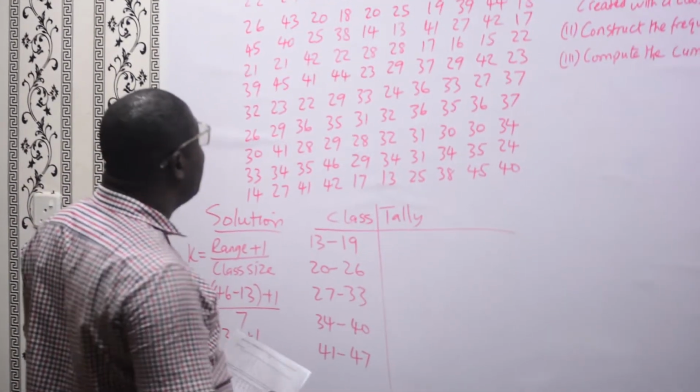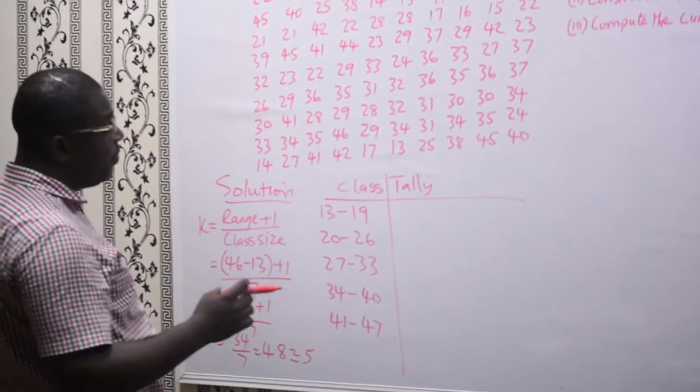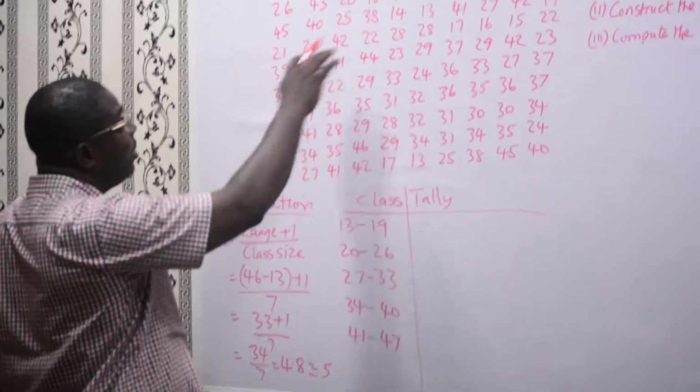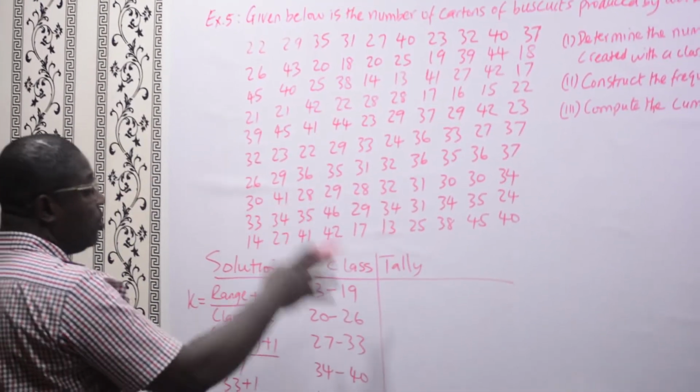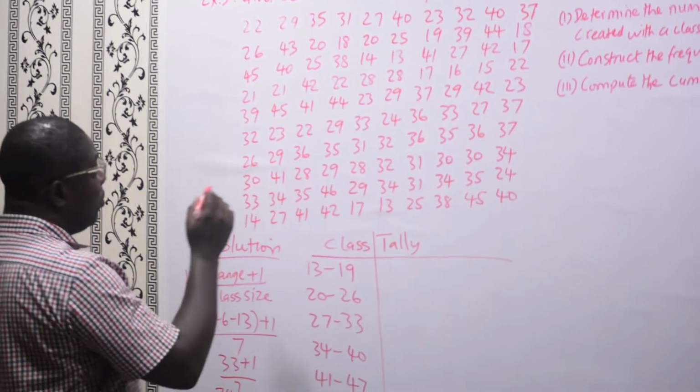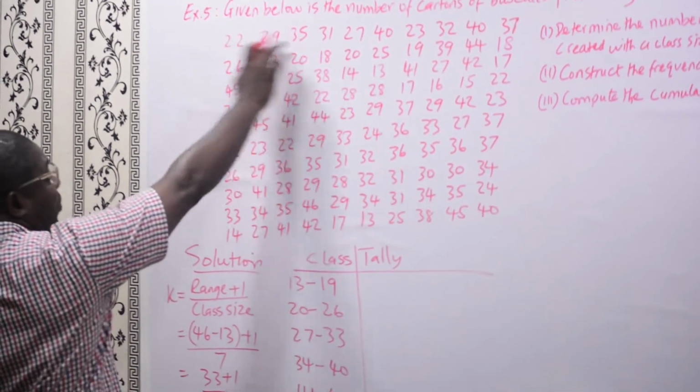So we'll do our tally. Let's do this as fast as we can, placing these different values into the classes. So let's start with the first one from the first line.